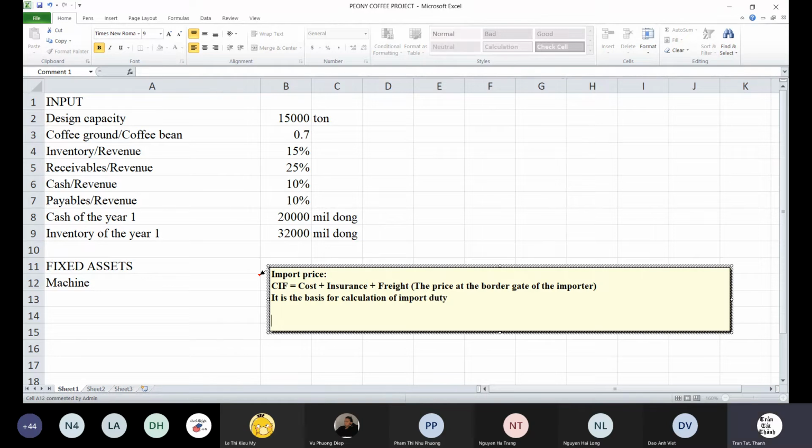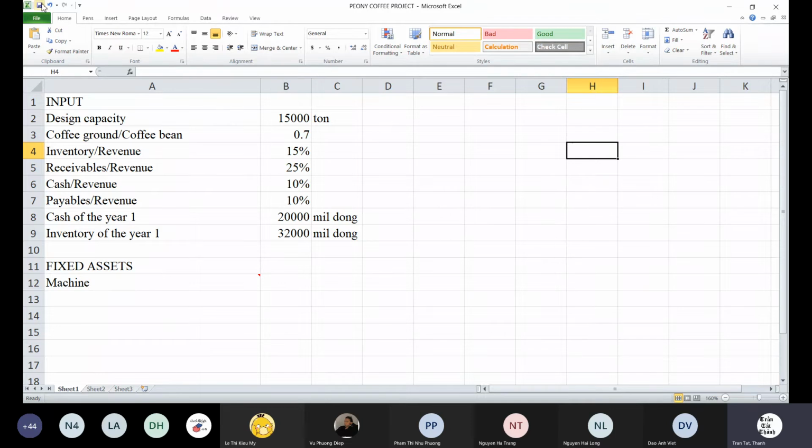How about the other price, which can be the FOB price. FOB is free on board. That one is the price at the border gate of the exporter. It is the border gate of the exporter, not the importer.